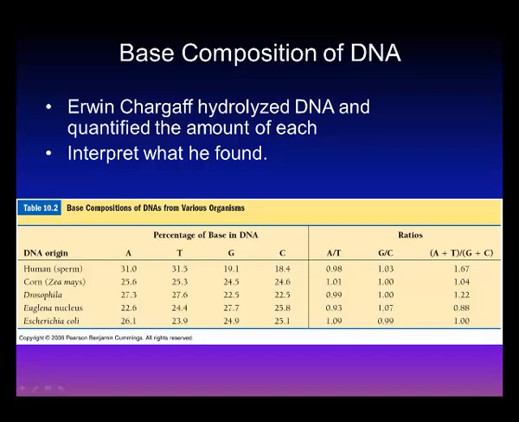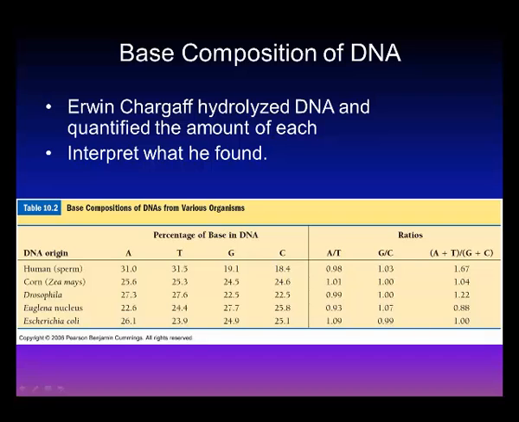And what Chargaff was interested in was the amount of each nucleotide that was present in a particular strand of DNA. This table shows you some of his results. On the left-hand column, you see the origin of the DNA. It ranged from human sperm all the way down to bacteria or E. coli. And then he calculated the percentage of each one of the bases in the DNA strands. And then he looked at the ratio of the different bases to one another.